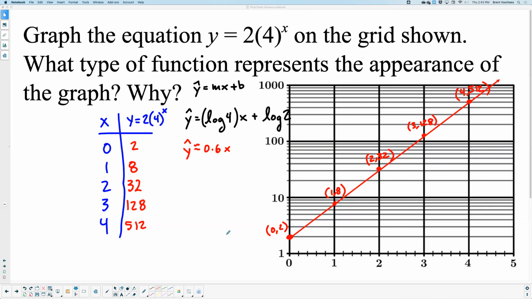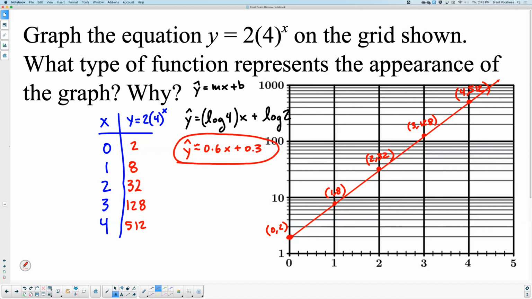Close that off. And so back over here, plus 0.3. That would be the equation right here. That represents how the data looks.